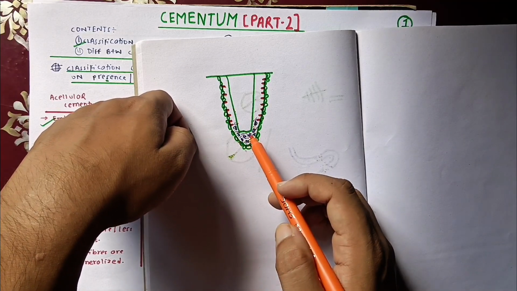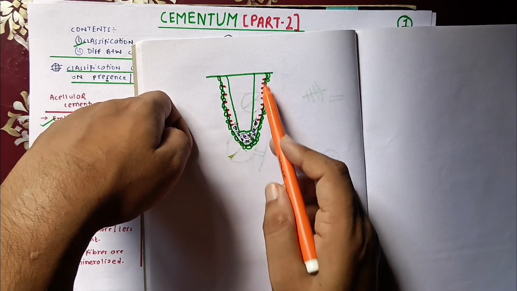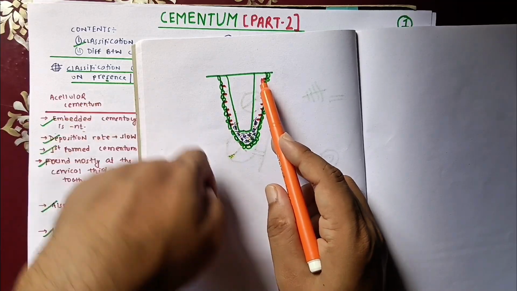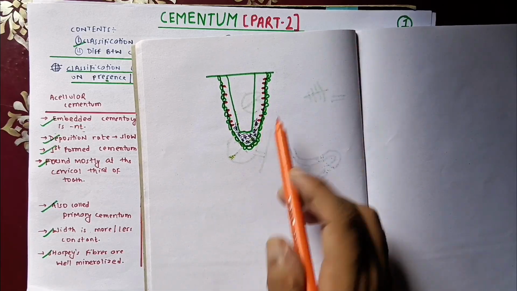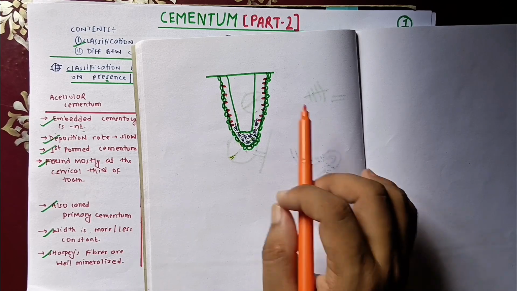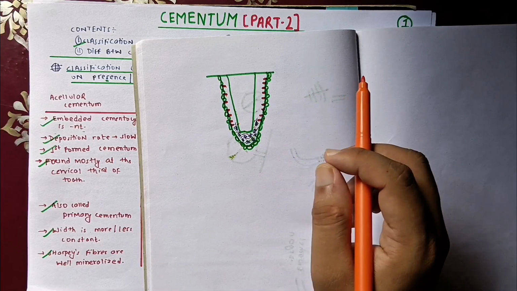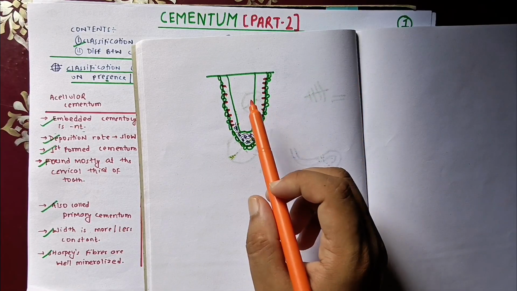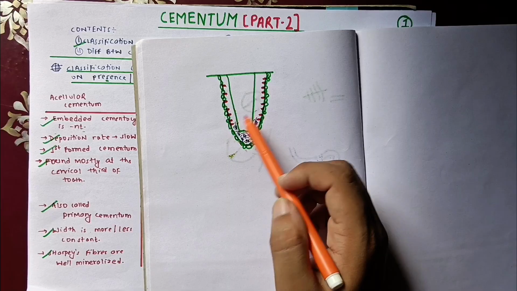So in the apex it is cellular intrinsic fiber cementum, and in this portion they are the acellular extrinsic fiber cementum. This concept is very important to understand the classification of the cementum. You should remember this always. So cellular cementum is always at the apex and the interradicular areas, and this acellular cementum is present at the coronal and at the cervical third.